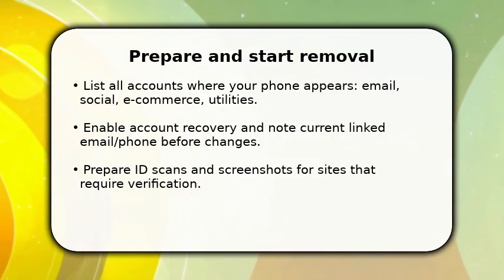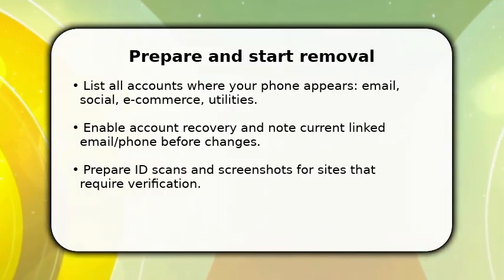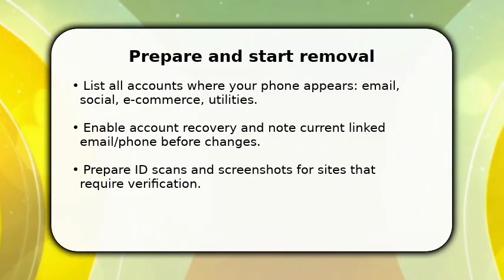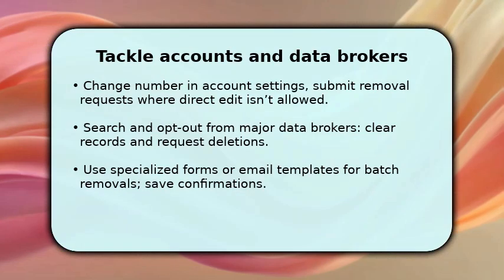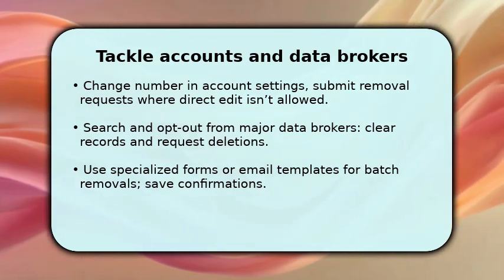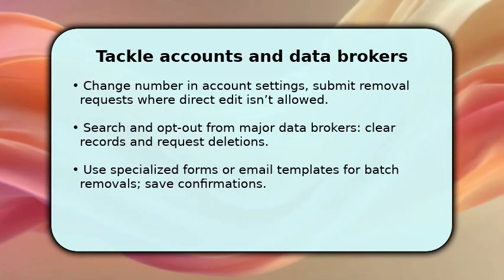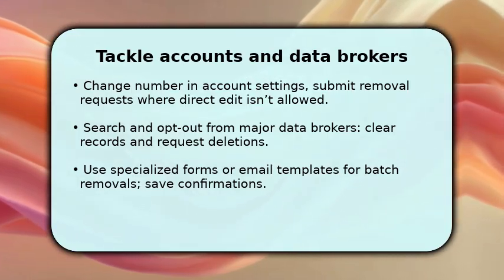Now jump into the highest priority account and locate contact or privacy settings. Change or remove the number immediately. Then record that change so you can track progress. You'll now work methodically through accounts, starting with services that publish your number publicly. For each, change the number or set it private, and where edits aren't allowed, submit a removal request.